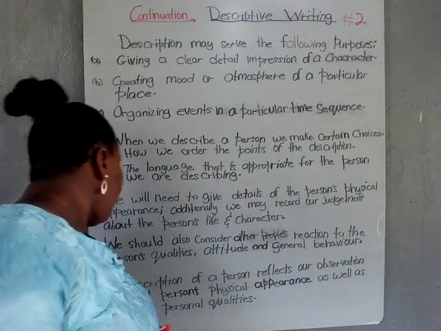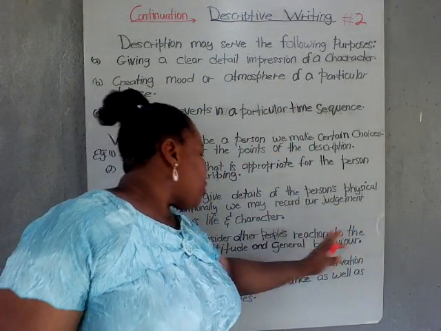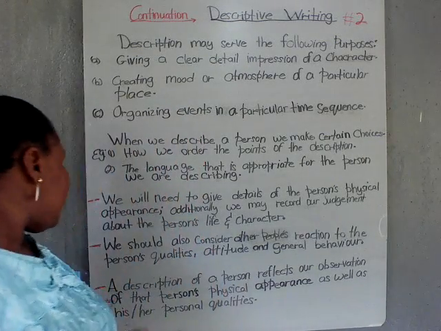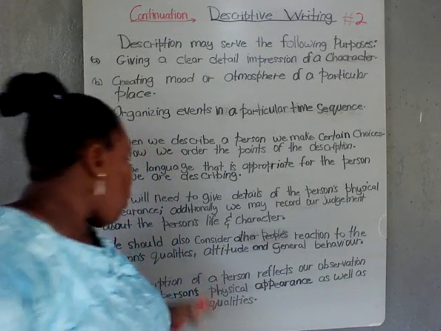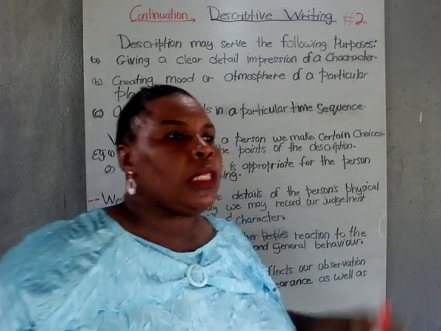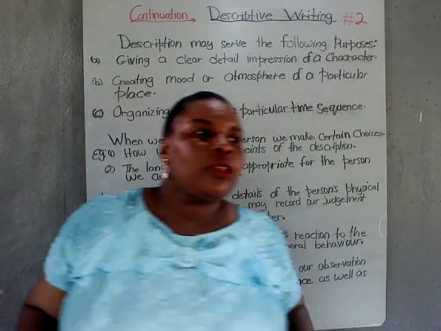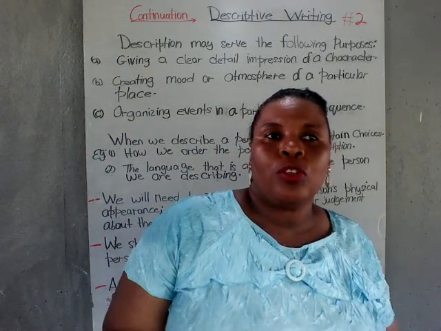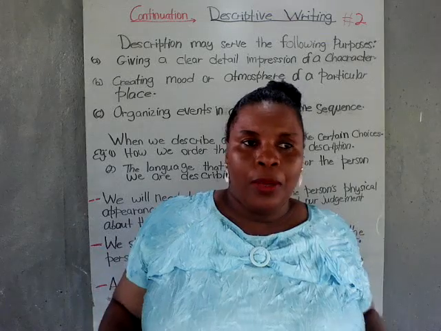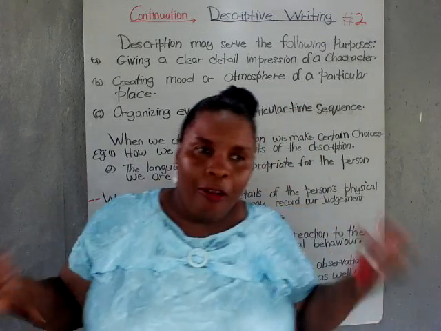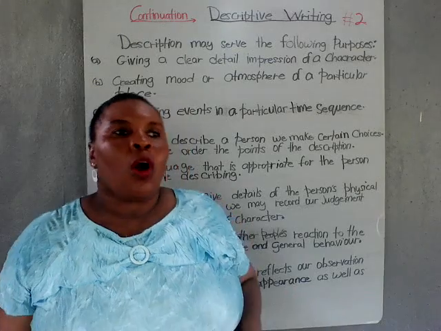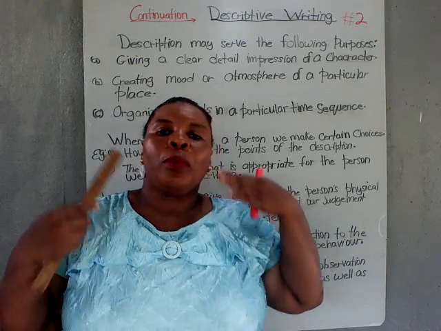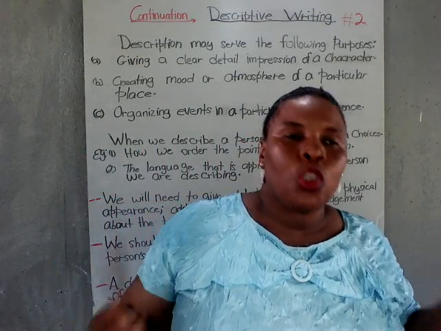All right? So a description of a person reflects our observation of that person's physical appearance, as well as his or her personal qualities. Okay, that person's personal qualities might show, and you can address that in your story, or they could be covert, secretive, covered, and you might just assume or conclude such and such about that person, but it might not be the fact. So you will be making a judgment call on that person. You're not sure, all right?